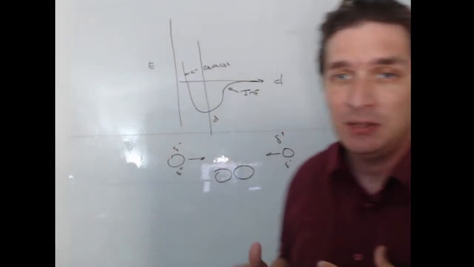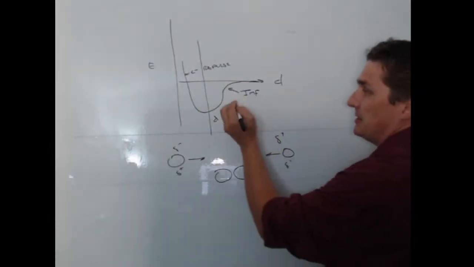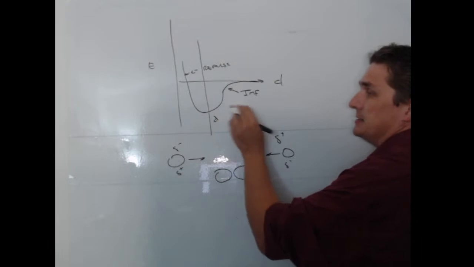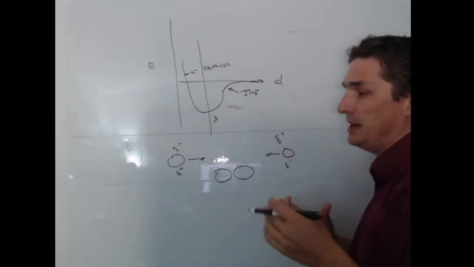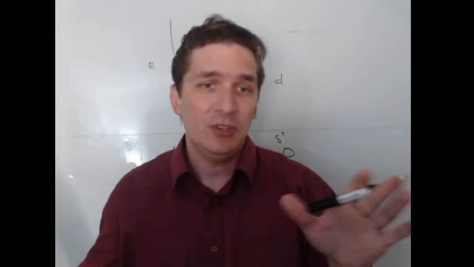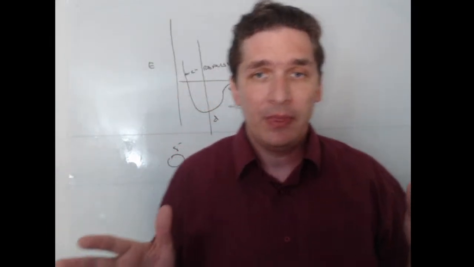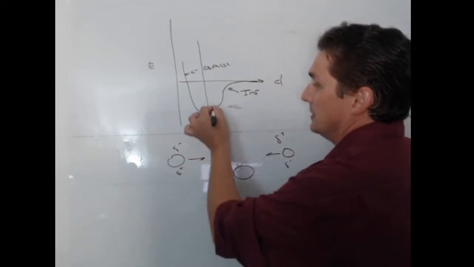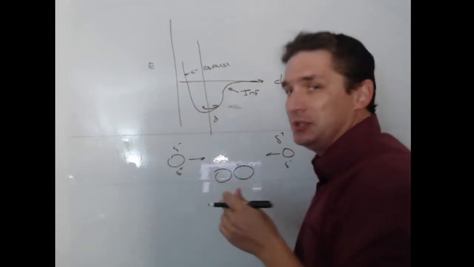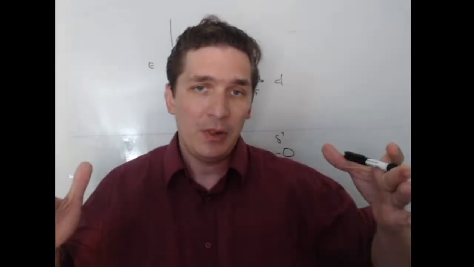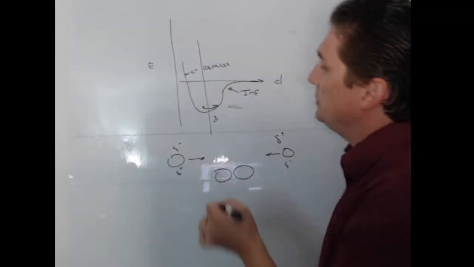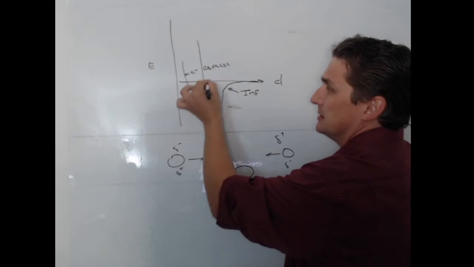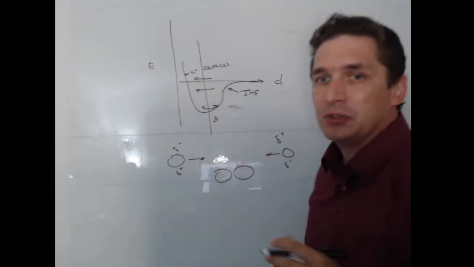Now, what happens with liquids? At room temperature and atmospheric pressure, they're basically bouncing back and forth in this little well. They're pushing back and forth. Now, if you apply a force to a liquid, what you're doing is forcing them to get closer and closer together.